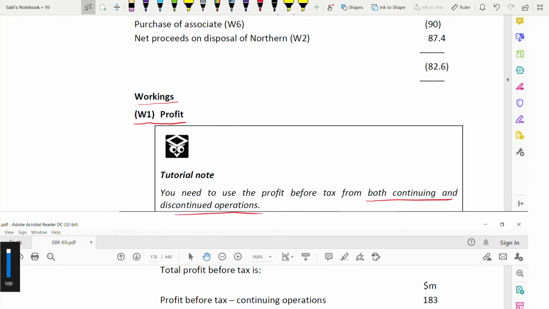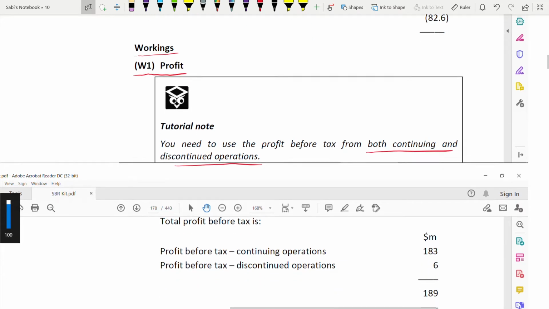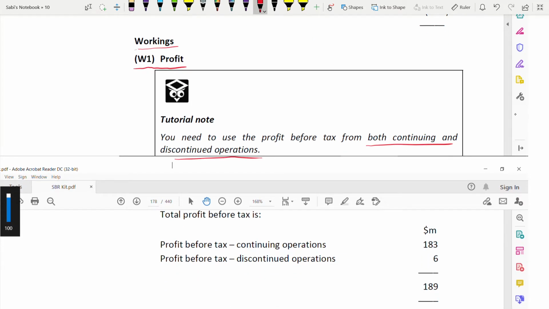This is something new in this question. I don't know whether it's there in upcoming questions, because I'm done, but this is a new question which I've got. When you're given two operations, one continuing and one discontinued, you have to use the profit before tax from both. It's not just continuing operations. So total profit before tax is what? 183 plus 6, which is 189. We'll check this figure from the statement itself.